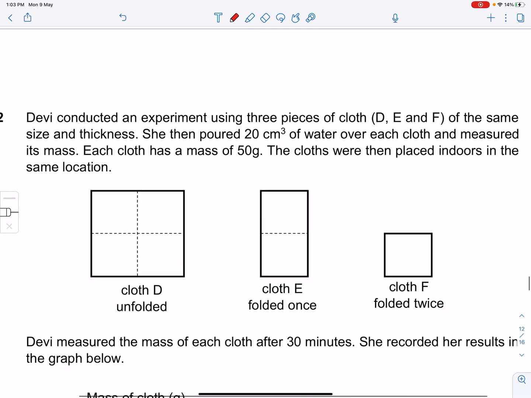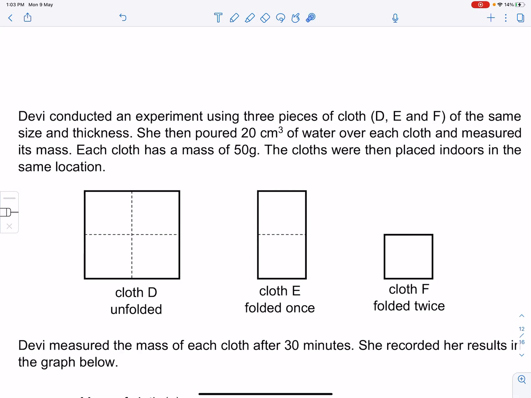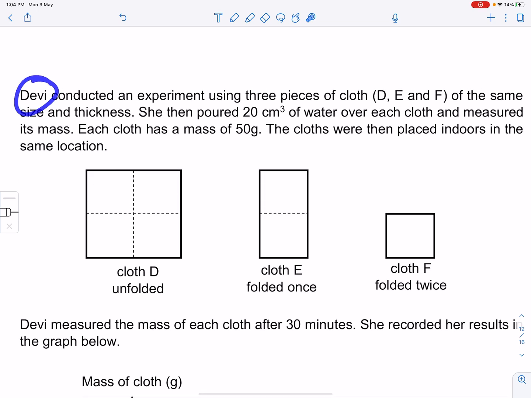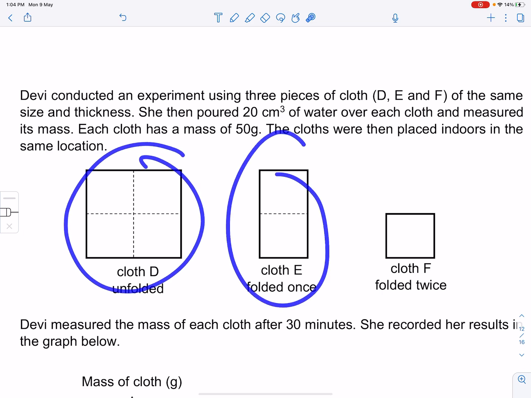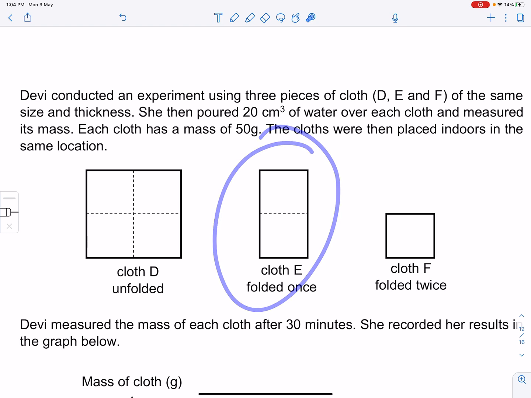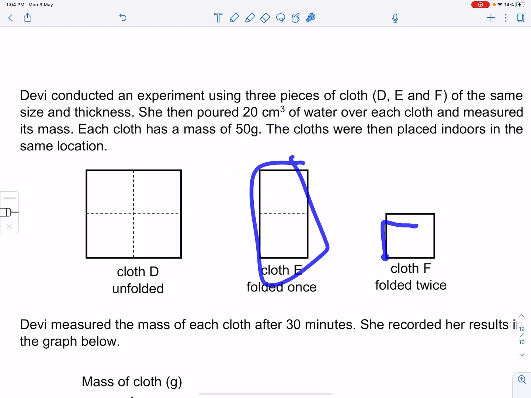Okay, this question talks about your exposed surface area. They did tell you already. There's this person called Davy who conducted an experiment. She then folds the cloths. This one never fold, unfolded. This one over here folded once, so it becomes half. And this one becomes a quarter because she folded it twice.